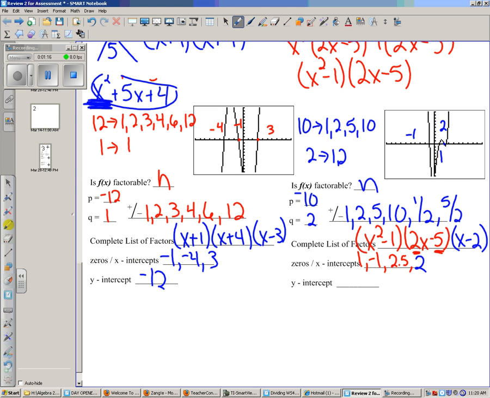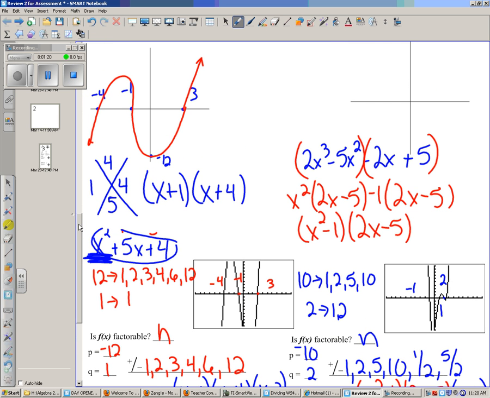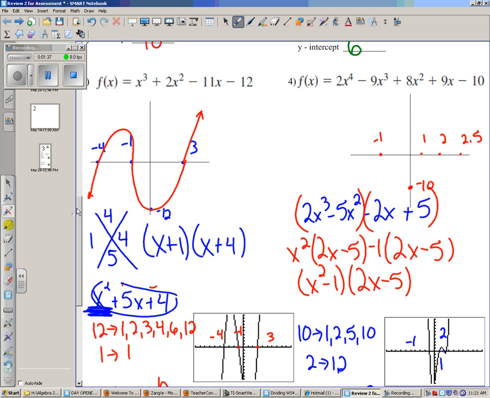My y-intercept is negative 10, and even though it is graphed for you, you still graph it. So when I graph it, here's my negative 10. On the negative side, I just have negative 1. And on the positive side, I have 1, 2, and 2.5. And going back to the original equation, this time I have a u because of the 4th power. And it goes up here and up there.